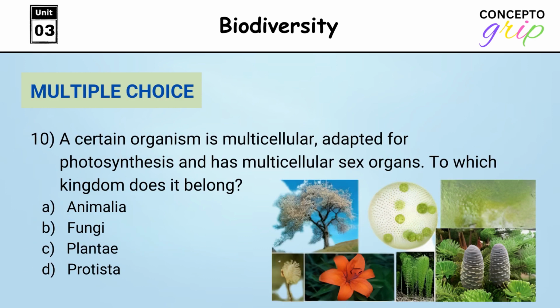Number 10. A certain organism is multicellular, adapted for photosynthesis and has multicellular sex organs. To which kingdom does it belong? A, animalia, B, fungi, C, plantae, D, protista. The correct option is C, plantae.